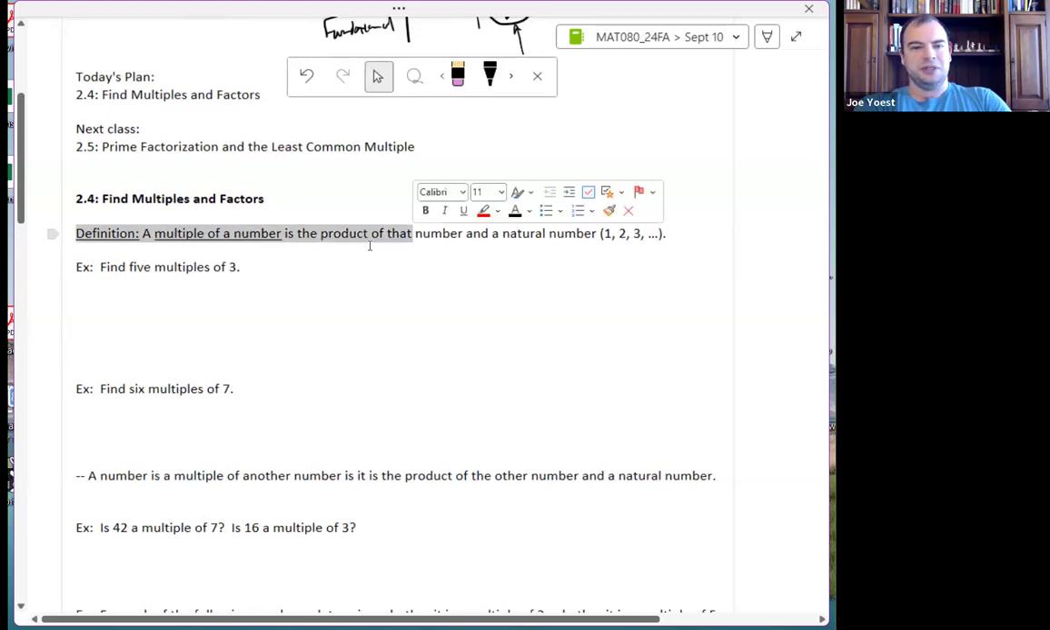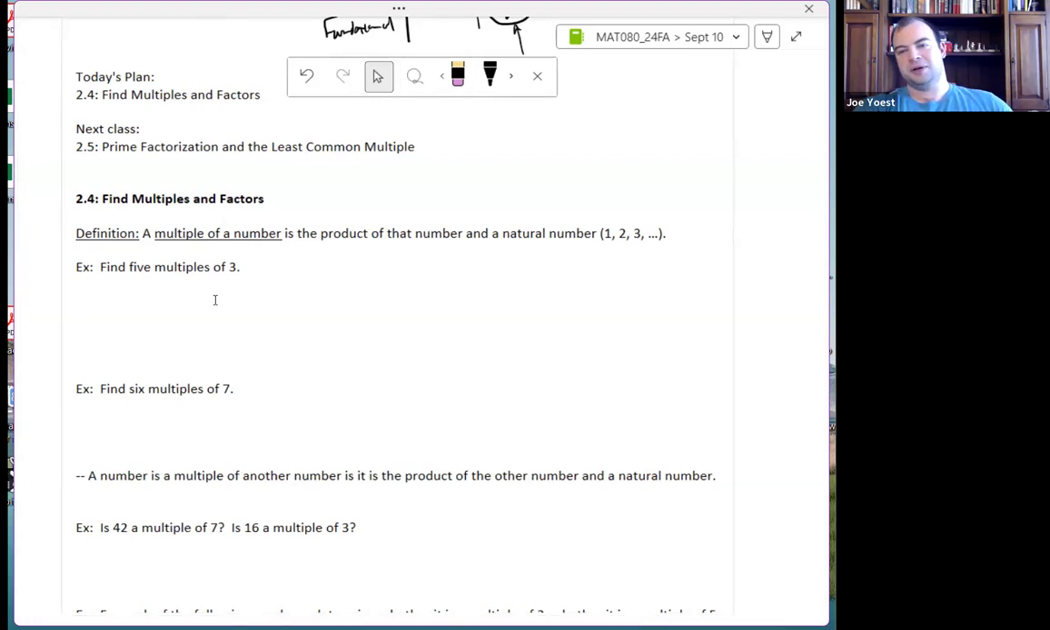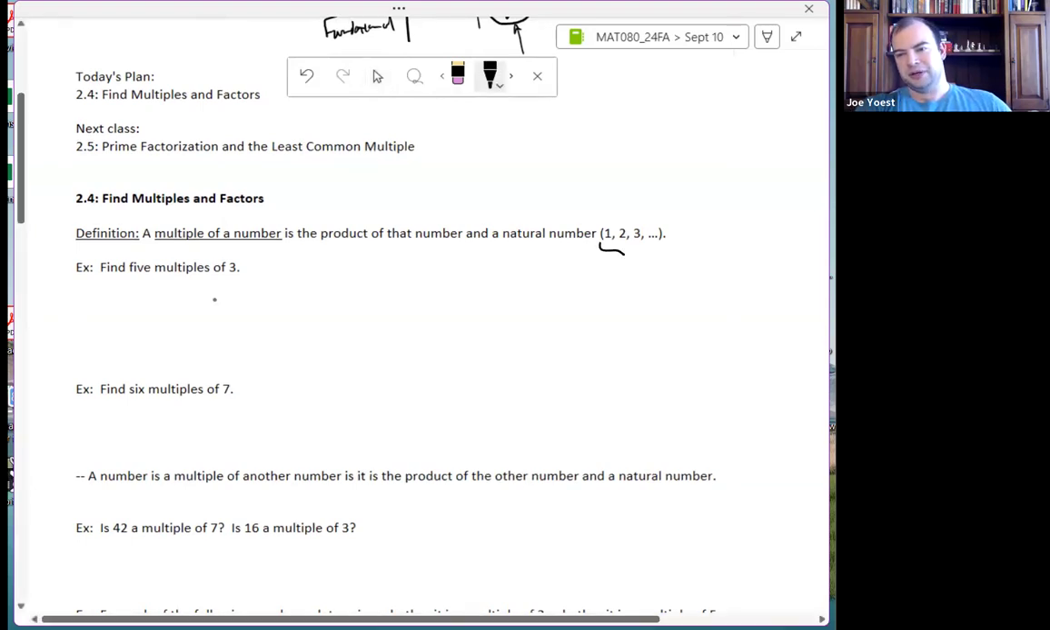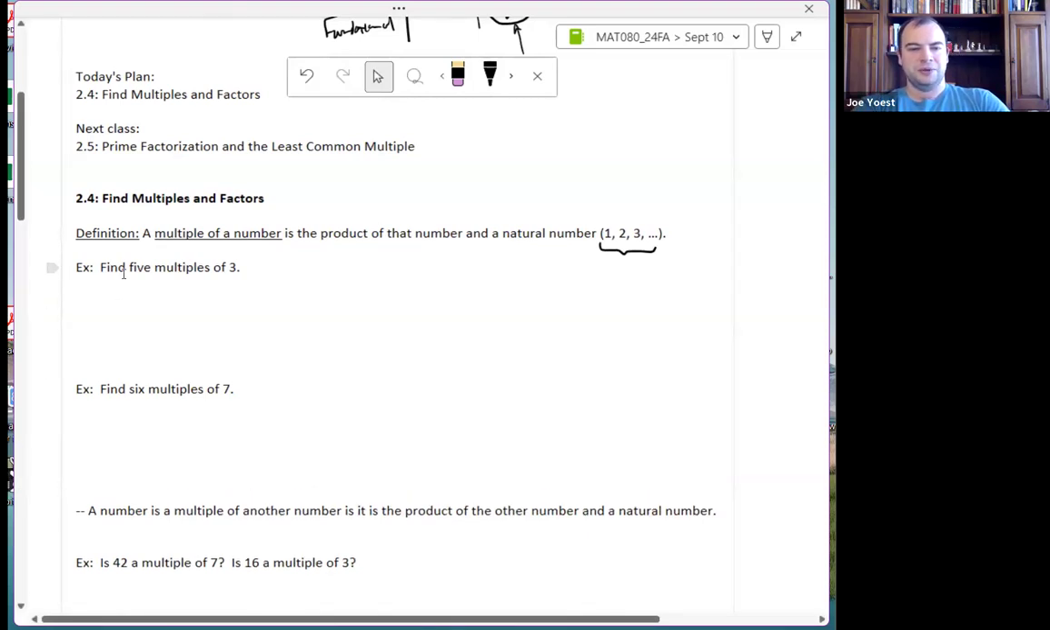Okay, so we're going to start with a definition. A multiple of a number is the product of that number and a natural number or a counting number, a number like 1, 2, 3, etc. So a couple examples. We can say find 5 multiples of 3.